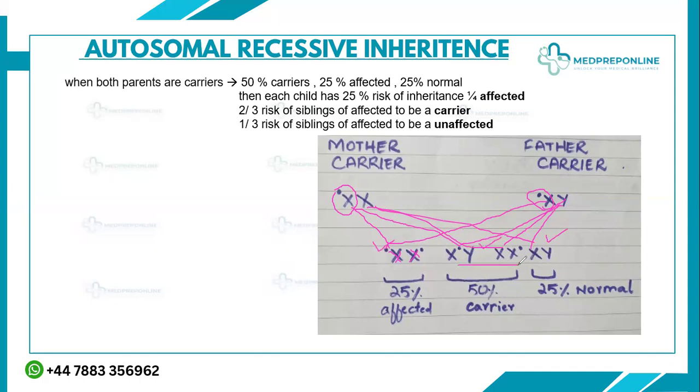Okay, so carrier means only one genetic mutation is there, affected means two genetic mutations are there, and with no genetic mutation, they will be completely normal, no carrier, no affected. Okay, so this is how you're going to take it out.